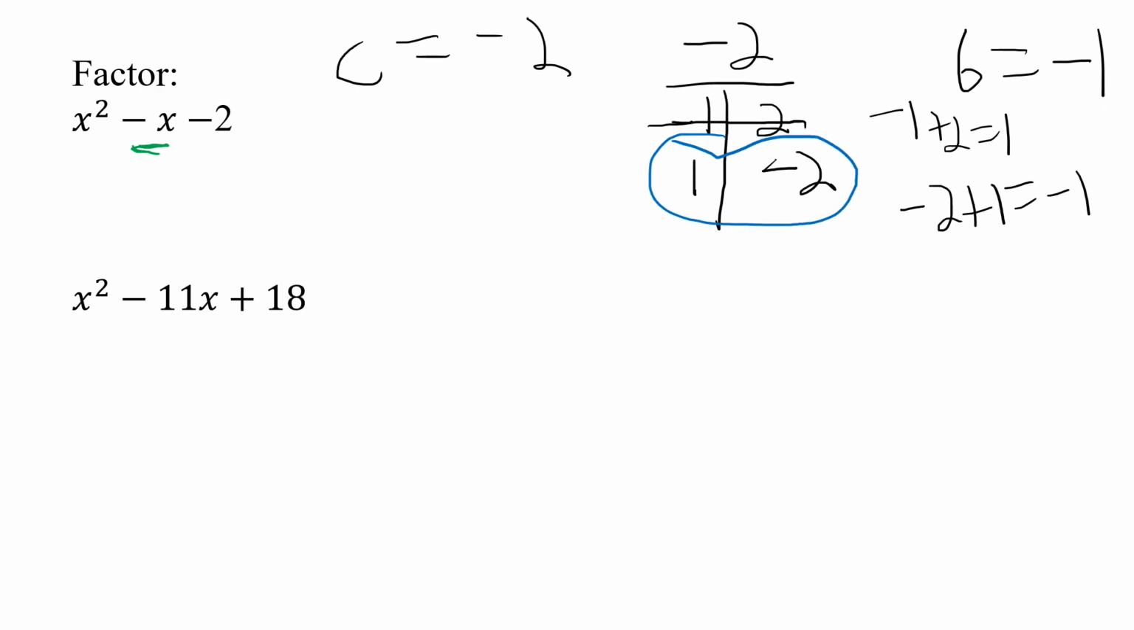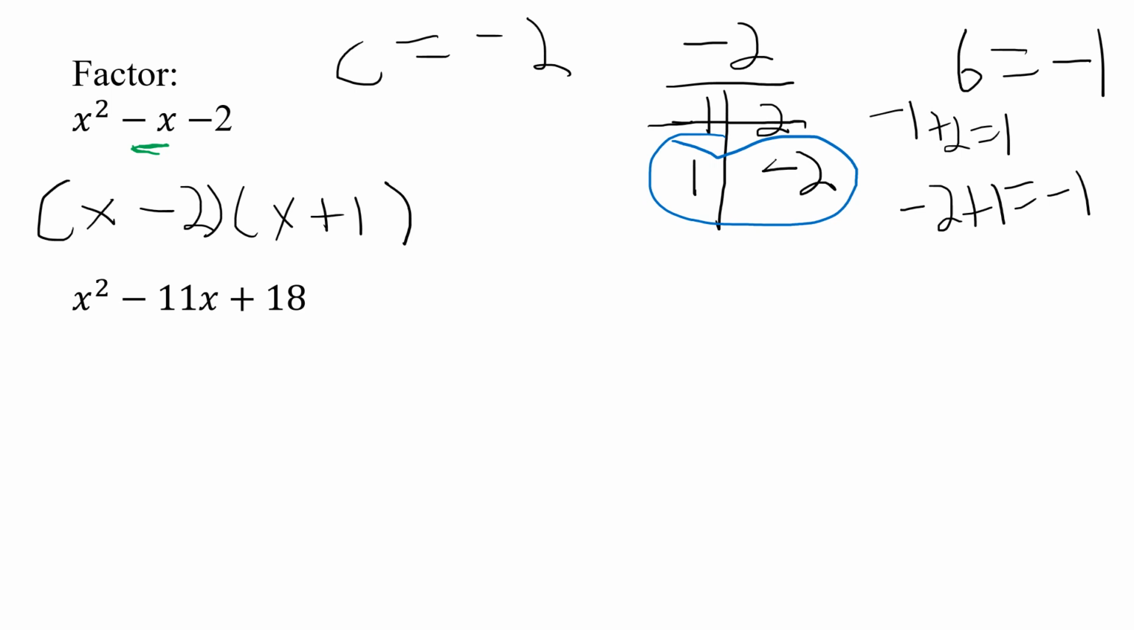Positive 1 times negative 2 is negative 2. Positive 1 minus 2 is negative 1. So we have our factors. Just like last time when a is 1, remember only when a is 1 can we split the x like this. And we're going to have a negative 2 and a positive 1. I got that from the factors that multiply to be c and add to be b. It's a positive 1 and a negative 2 that add to be negative 1, not the other way around. So that negative has to stay with the 2 when you write your answer.